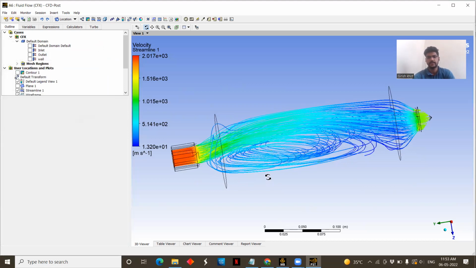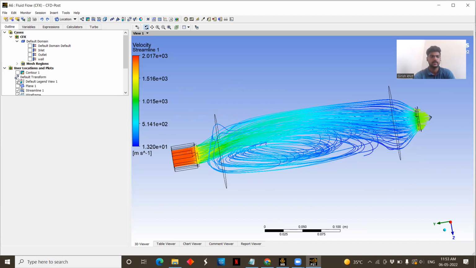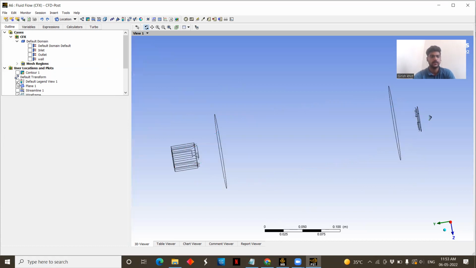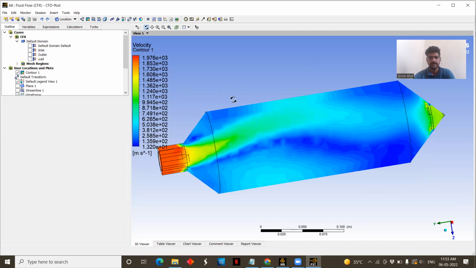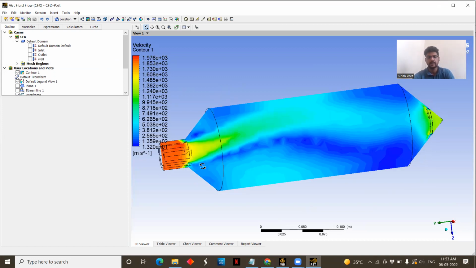Okay, now we have seen the streamline flow. Now we will be seeing the contours. So here first is the velocity contour. As you can see, throughout the domain, I have given 3 meter per second, sorry, 4 meter per second velocity for the inlet valve. So the velocity of air entering is 4 meter per second.